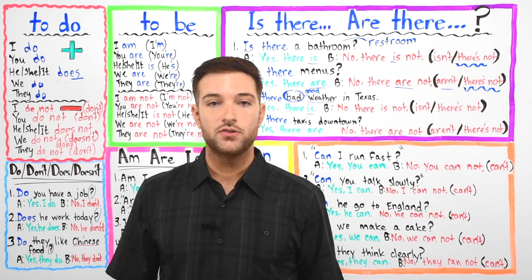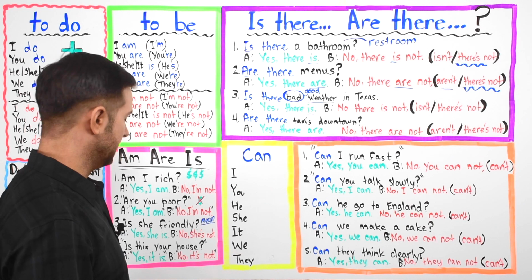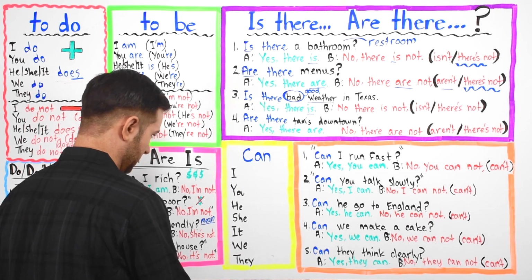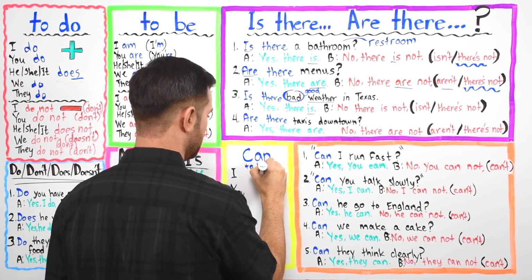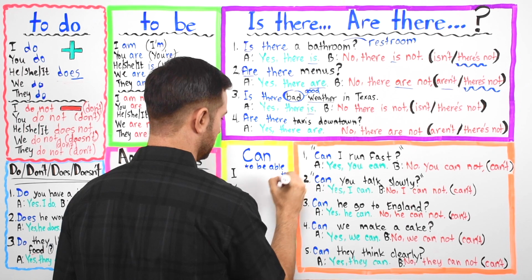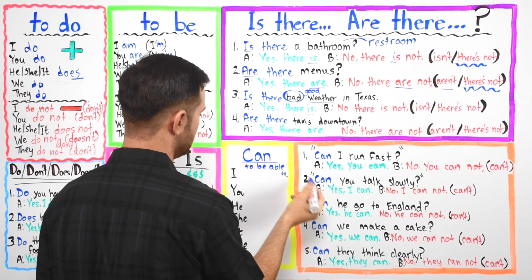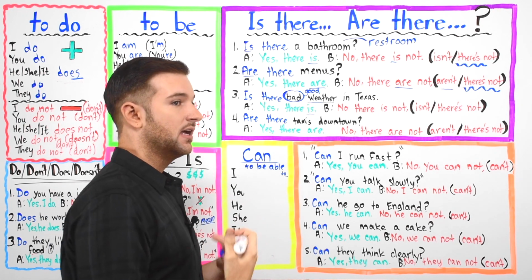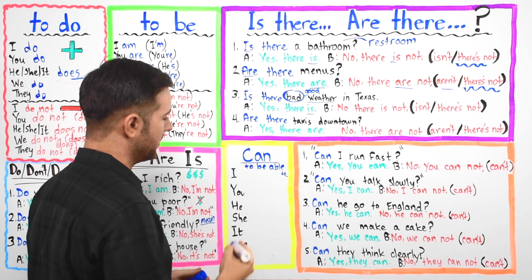We're going to look at a new verb. This verb is the verb can. Okay, can. Sometimes people also say to be able to. That's also like a synonym. So can, to be able to. I can, I am able to, dot, dot, dot. Okay, so let's go ahead and conjugate.